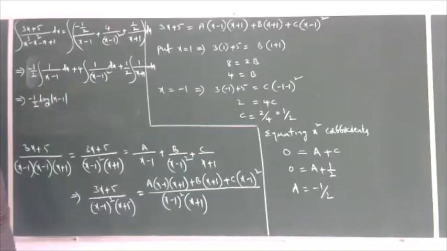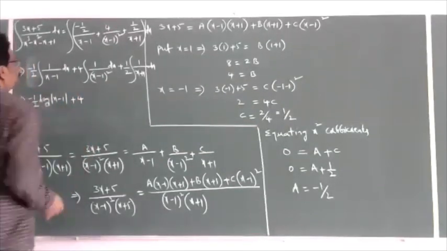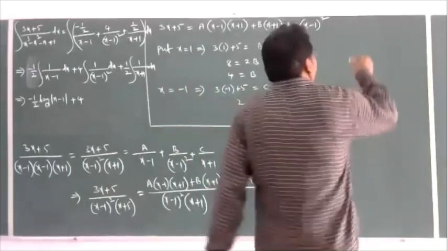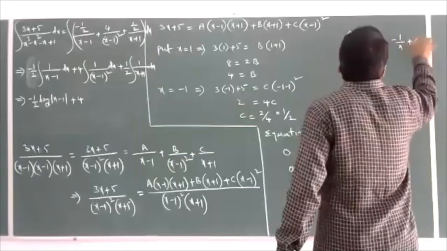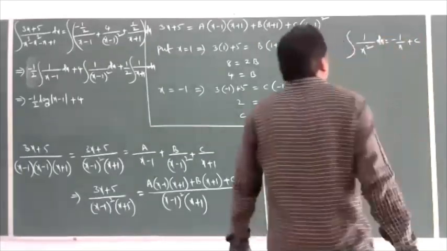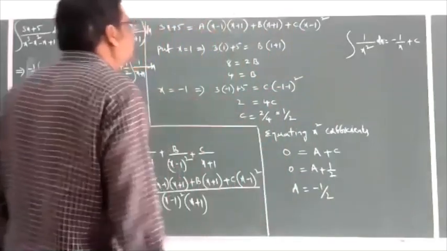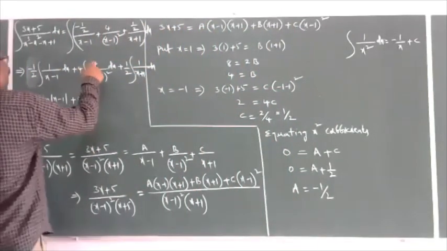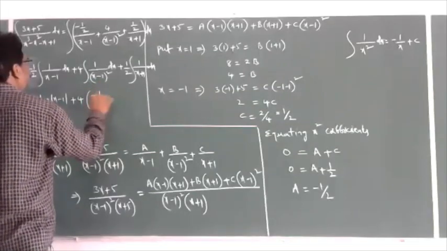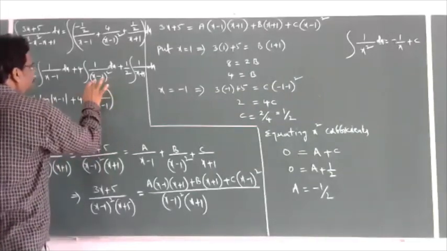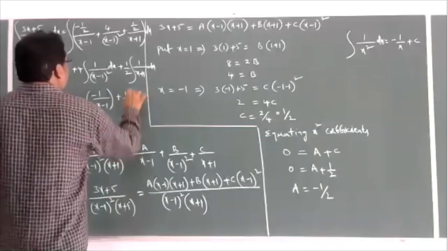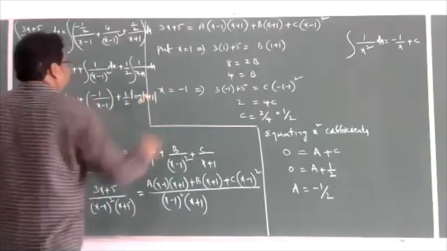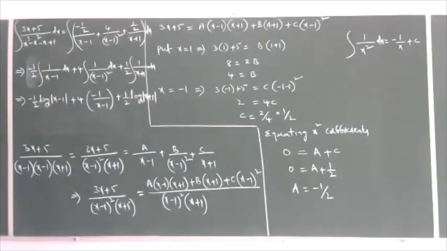So here x is x minus 1. Plus 4 into, here yesterday I discussed, integration of 1 by x square is equal to minus 1 by x plus c. Like that here, 1 by x square gives minus 1 by x minus 1. What is the derivative of x minus 1? 1. Plus here also 1 by 2 log mod x plus 1.